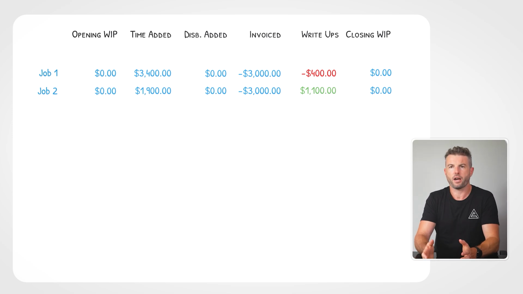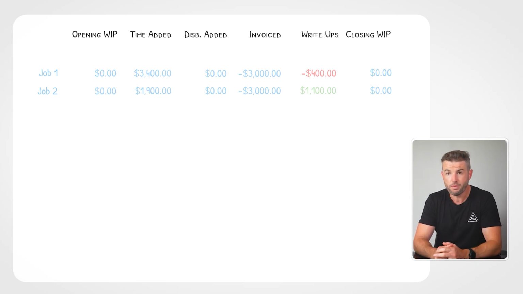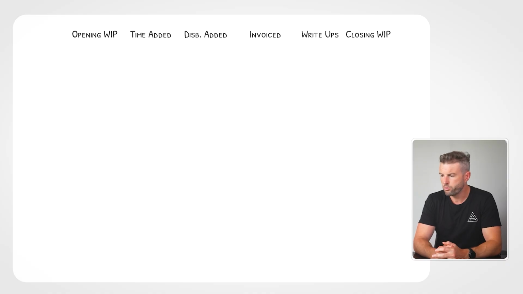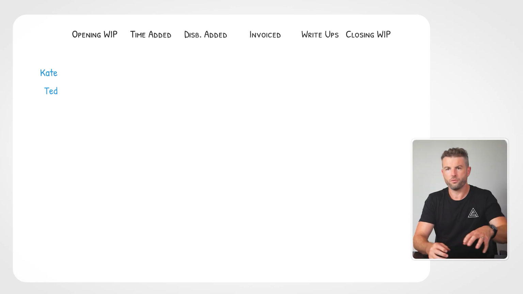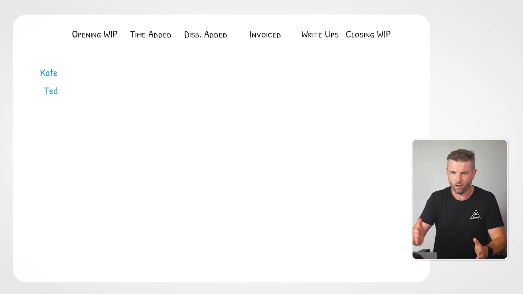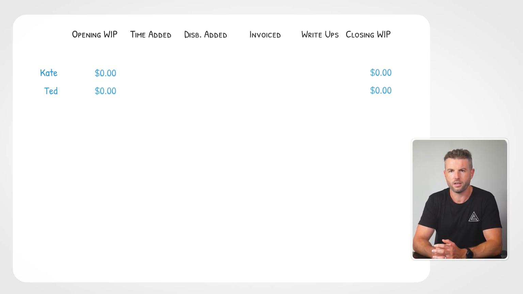So that's looking at recoverability on a job basis, but we can also look at it on a team member basis. So we've got two team members here. We've got Kate and Ted. Now for a month, let's assume all things equal that the jobs were started at the start of the month and closed at the end of the month. So we've got no opening or closing WIP. Just want to keep these examples nice and easy.